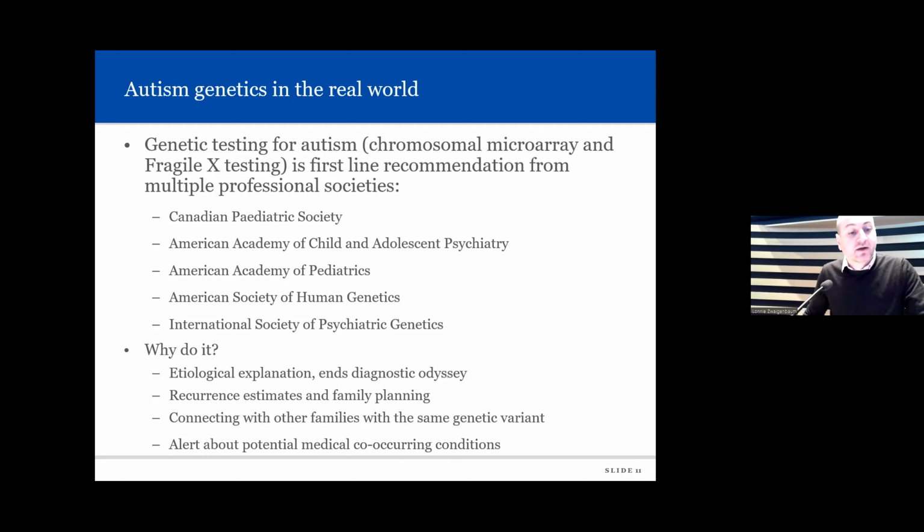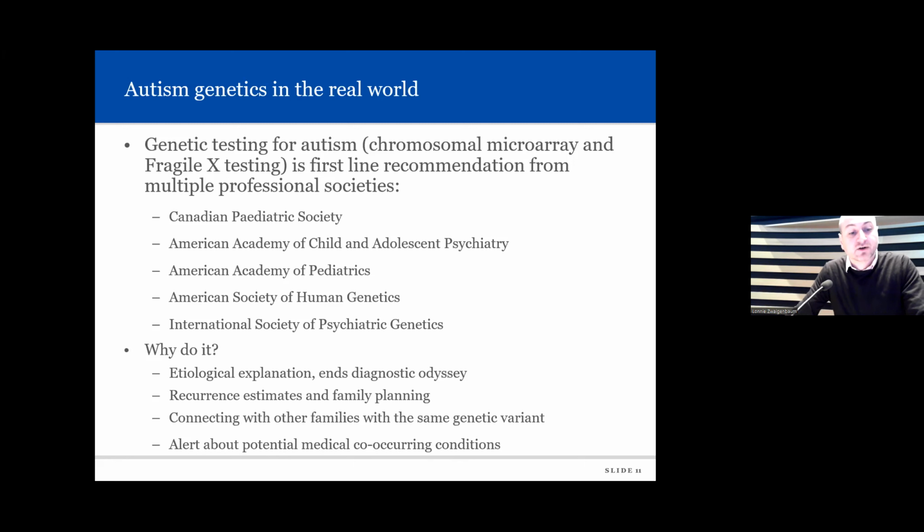It can also allow for better recurrence estimates and family planning so that families can make informed decisions that align with their values. It can also connect families with other families with the same rare genetic variant. And I like to compare this to now having a key to a secret door that you didn't even know was there before. And for many families who tell us that they feel very alone in this process, now they find a group of families that they can easily connect to online that are sharing some of their presenting symptoms and some of their struggles and some of their victories, and it's a very important source of support.